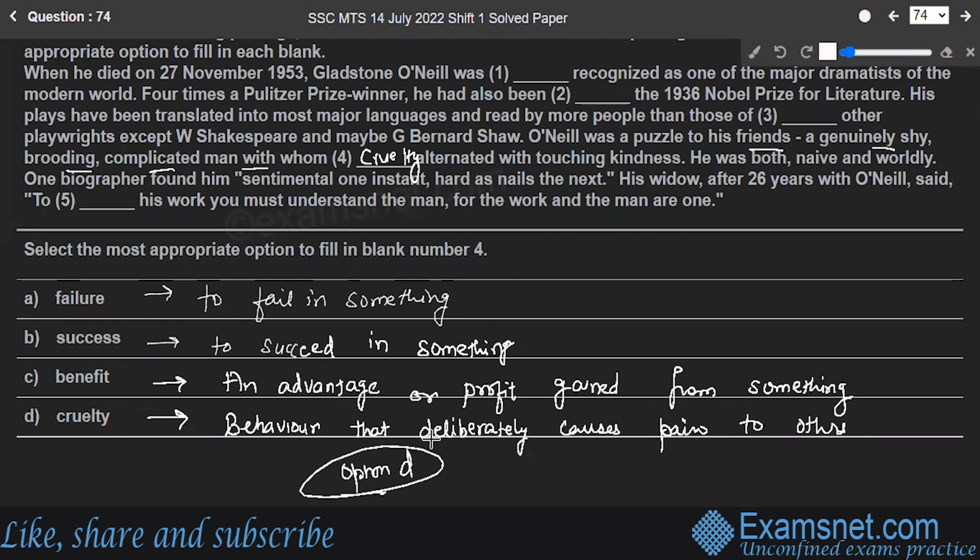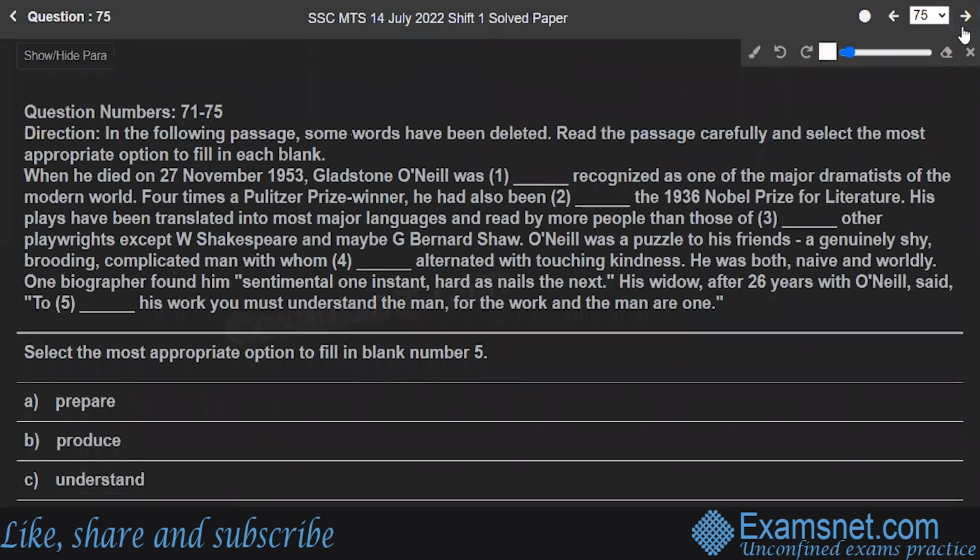See, the implied meaning of the sentence over here is to his friends, O'Neill was a mystery since he was really an introverted and complex individual with vicious behavior alternated with profound tenderness. As per the given meaning of the words, cruelty is the most appropriate fill in the blank. So let's move to the last blank of this English section, last blank of this paragraph, and the last question of the English section, question number 5. So here we finished over here with blank 4.